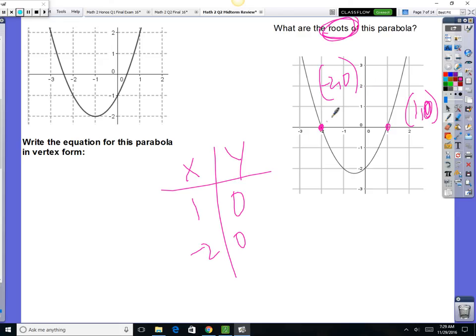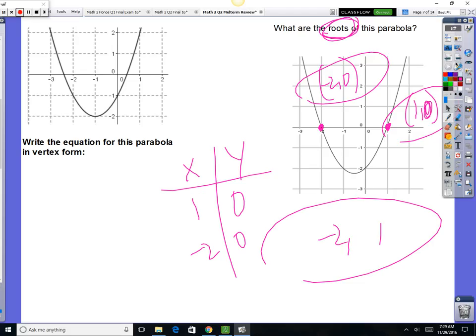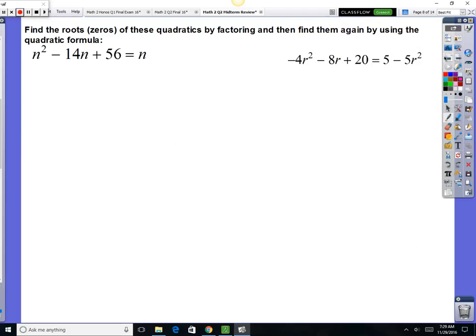So your roots are what give you 0 for the y, and they're easy to find if you're looking at a picture. Now your x-intercepts, they're where the parabola crosses the x number line. So your roots are these guys right here. And you don't even need to write the negative 2, 0, 1, 0. You could just say negative 2 and 1. Those are your roots.